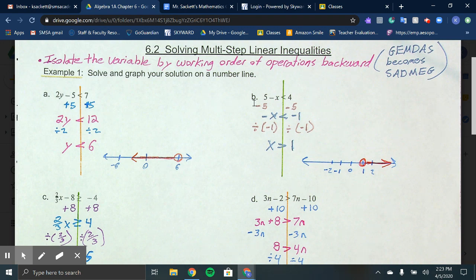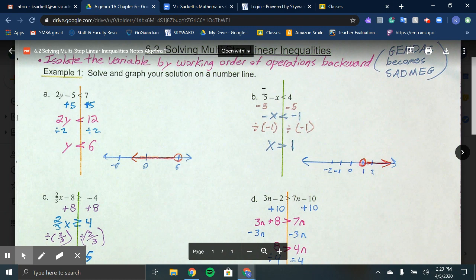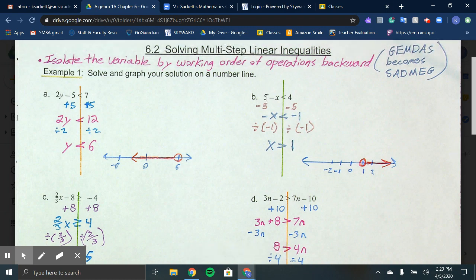For part B, they flipped the order on us, so now we have 5 minus x is less than 4. So we want to do the opposite still and get the 5 back to 0. So to get the positive 5 back to 0, we would subtract 5 from each side. We then have the opposite of x, or a negative 1x, is less than negative 1.